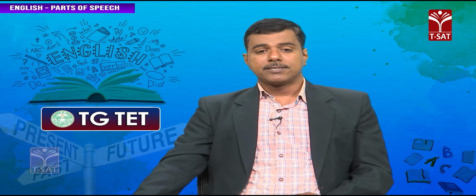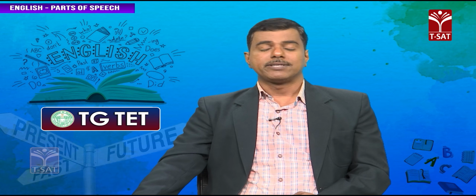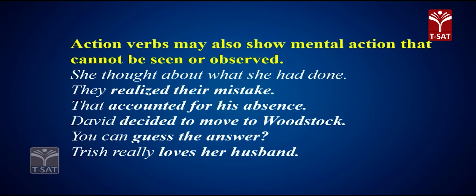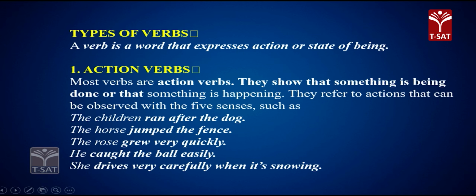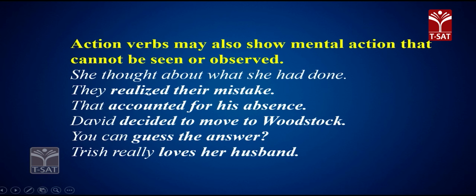The important point about action verbs is that they may also show mental action that cannot be seen or observed. Both things. We can see some with the 5 senses, but others not. She thought about what she had done. She thought, it is related only to the brain. They realized their mistake. Realized, we cannot see or observe.